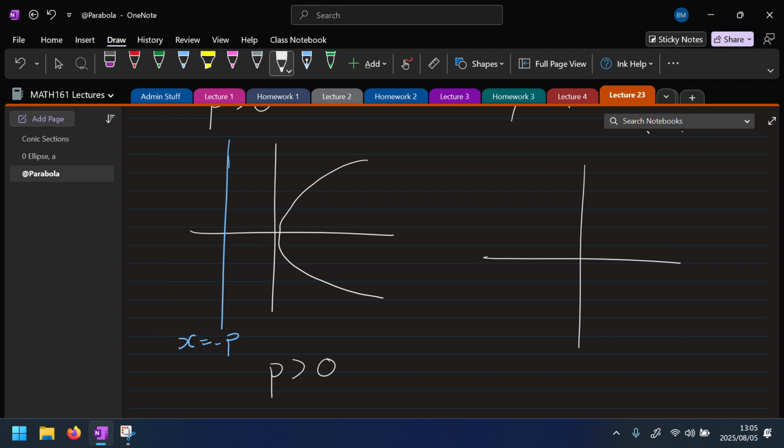Okay, and you can guess the last one. It's going to be like this, with the directrix on the other side. So this will be p being less than 0. Again, you just need to swap it in your head, given the p value.